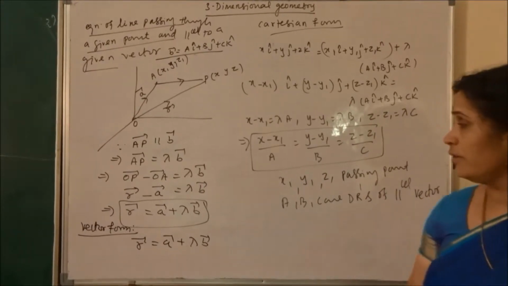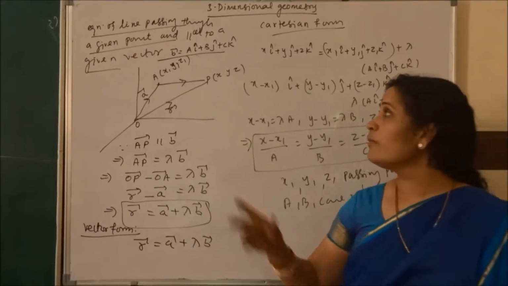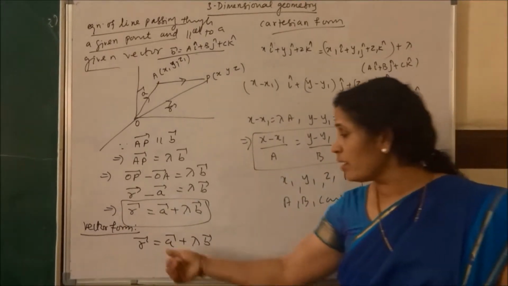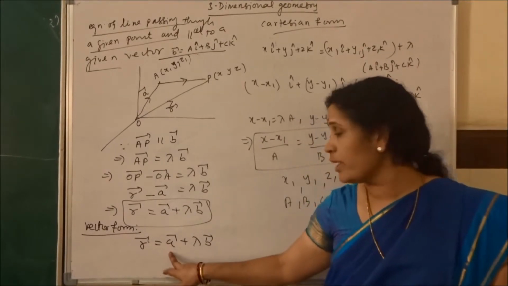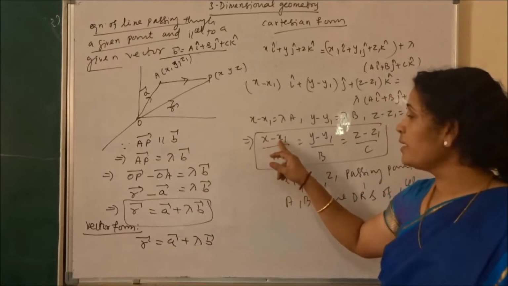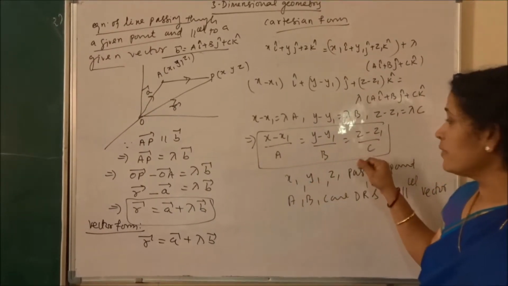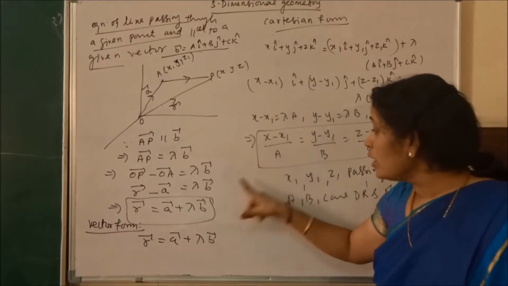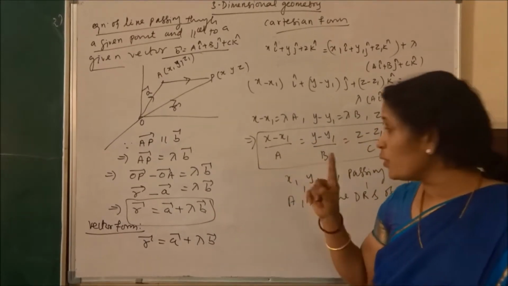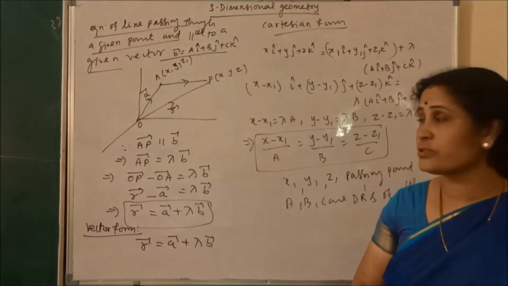Now we have seen here one formula. Equation of a line passing through a given point and parallel to a given vector: vector form is R vector equal to A vector plus lambda into B vector, and Cartesian form is x minus x1 upon a equal to y minus y1 upon b equal to z minus z1 upon c. This is called standard form. So what is the meaning of standard form? The coefficient of x, y, z must be 1, positive 1.